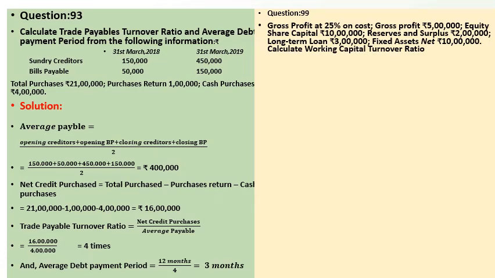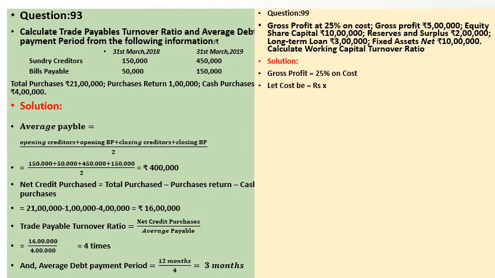Next one is the profit activity ratio, that is gross profit ratio. So we have gross profit given as 25% on cost, and gross profit is given as 5 lakhs, and thereafter equity share capital is given, then reserve and surplus, and the long-term debt are given. So we have to calculate the working capital turnover ratio. I thought it was activity, no, it is working capital turnover ratio. So from here we'll calculate.